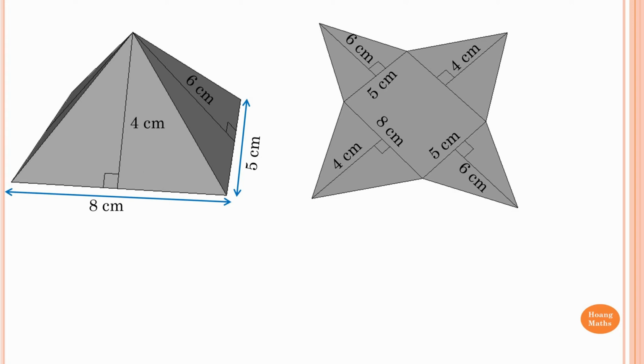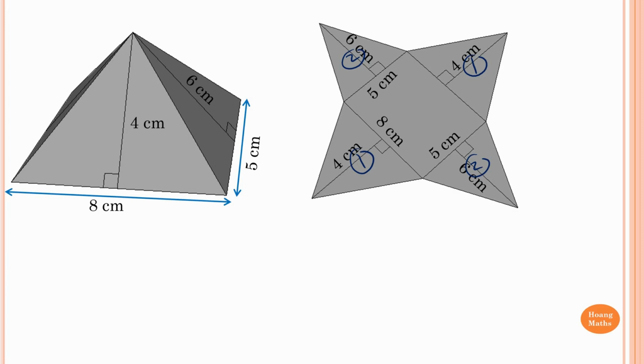So we just name this area 1. This side and this side are the same, so we name this area 1 and this is area 2. These two are the same, so we just make it area 1, area 2. And we have the base, which is the rectangle, which is 8 times 5.